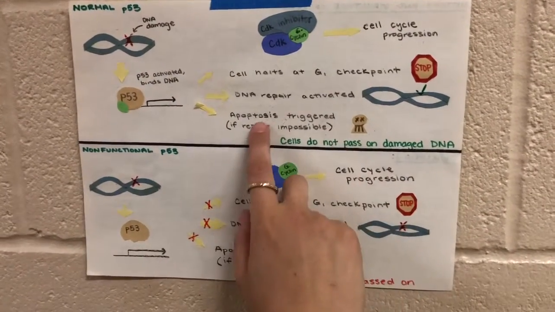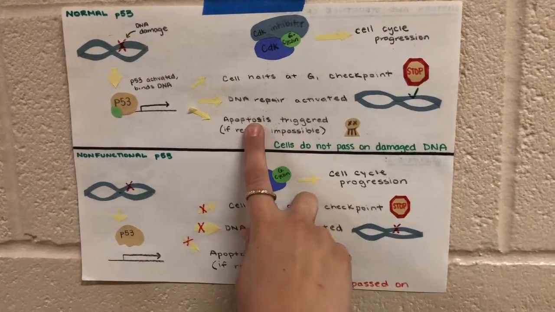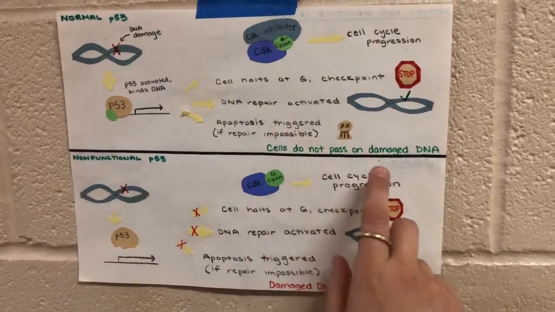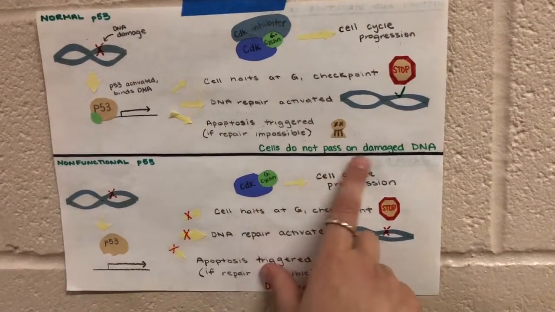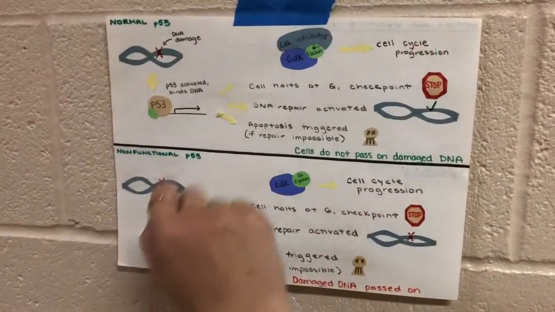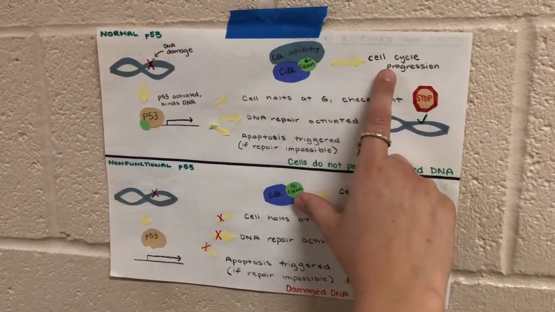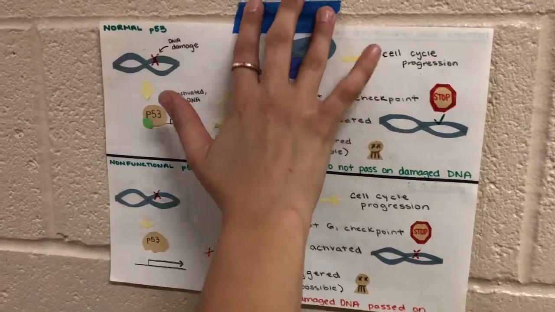If those all fail and the repair is impossible, then apoptosis is triggered, which is basically cell destruction. And as a result, the cells do not pass on the damaged DNA. And here is a picture of how the cell cycle progresses with normal p53.